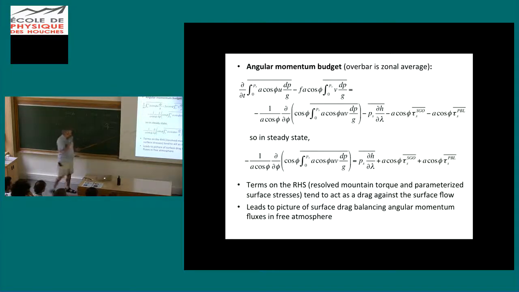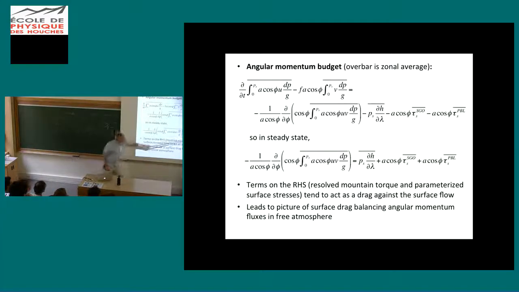So this is the free atmosphere. This is the eddy momentum flux convergence, because there's a d by d latitude here, and these are the surface terms. And the terms on the right-hand side tend to act as a drag against the surface flow. Obviously, the boundary layer term acts as a drag. That will always be the case, I guess. Maybe there are some exceptions. The subgrid orography is a roughness, so that tends to act as a drag. Mountain torque doesn't have to, and there are exceptions, but we tend to assume it acts as a drag.